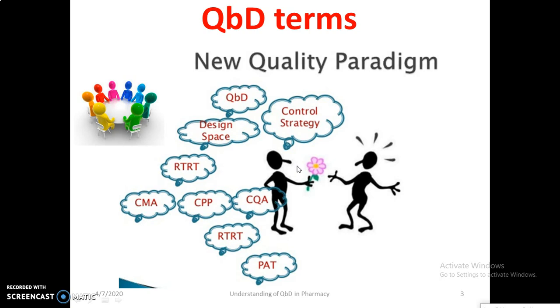Because we have to first set the limits. IP, BP, USP, all the official compendia have given the limit. For example, for dissolution, we set the limit at 85%. Your drug should be dissolved in that particular time period, more than or equal to 85%. Then and only then will the FDA or other regulatory agency accept your products.